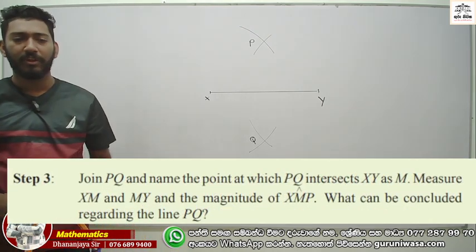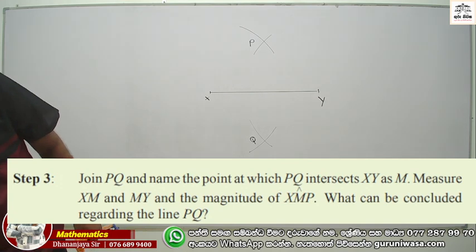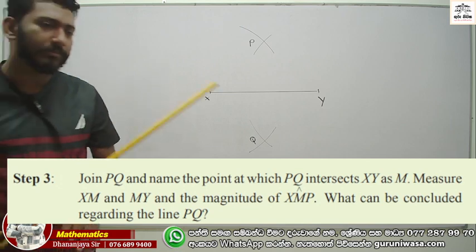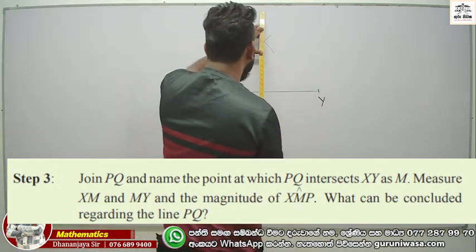Join PQ and name the point where PQ intersects XY as M. Now I am going to join P and Q.